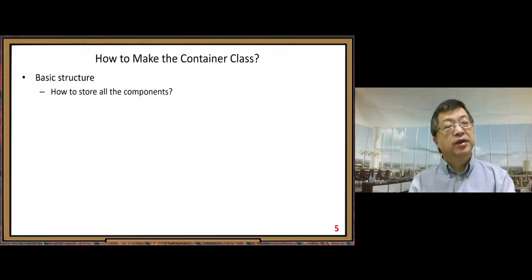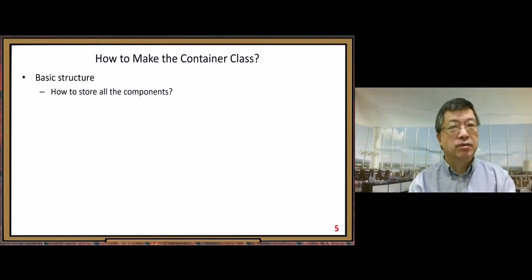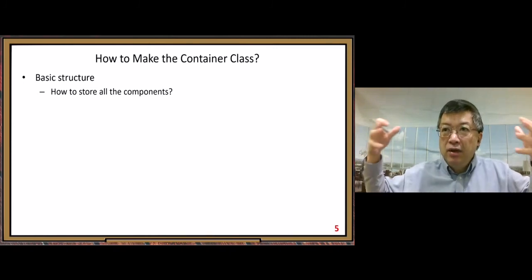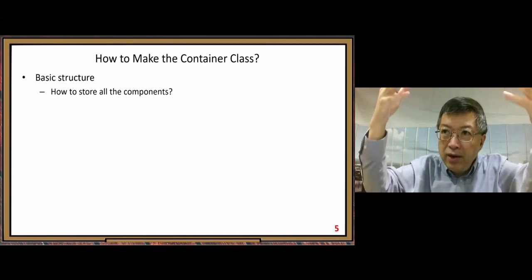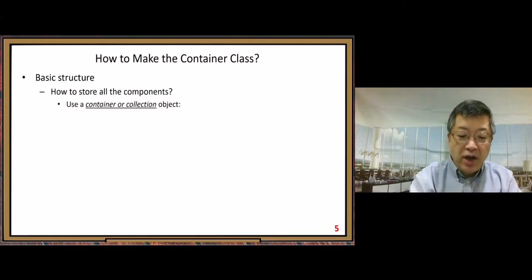After you create new components, you need to place them somewhere, right? You need to put them in a good location, a good place, so other service classes can get them by their names. So you need a special way to store them. The way to store is to use a container or collection.